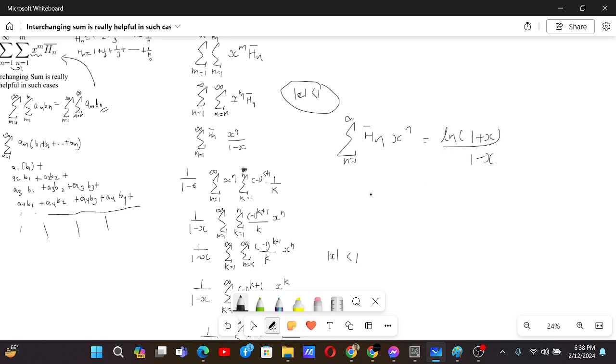Now here's another problem to try for you using this identity. Basically, the sum of Hn times x to the power n. Try to prove that this is actually equal to minus ln of 1 minus x by 1 minus x. That's the problem for you.